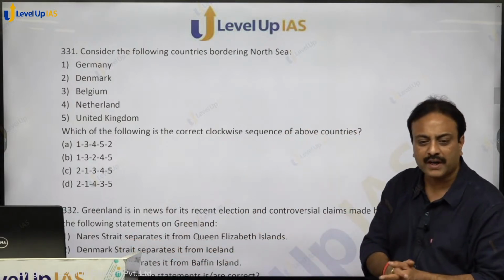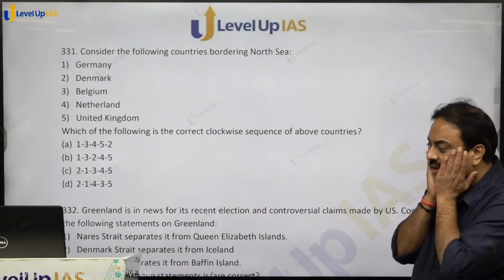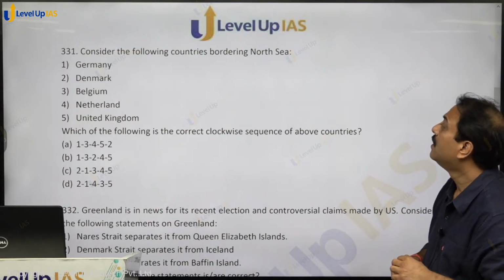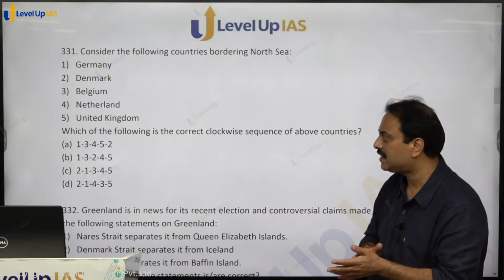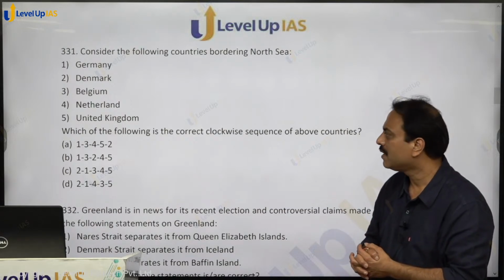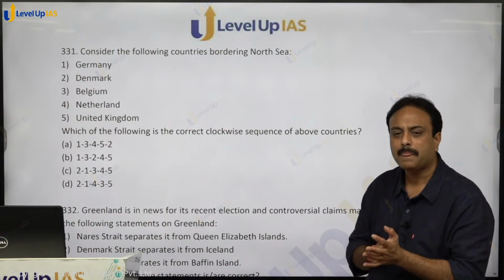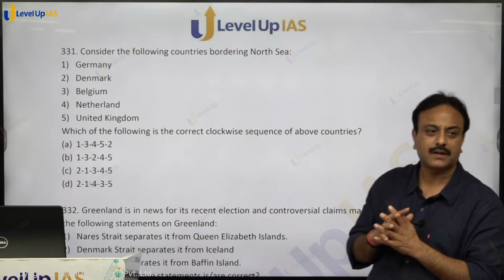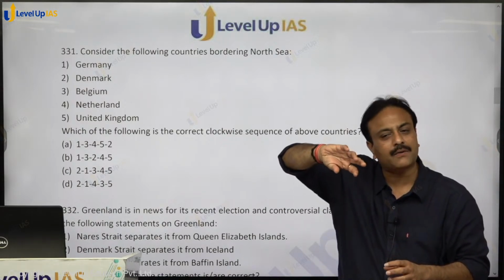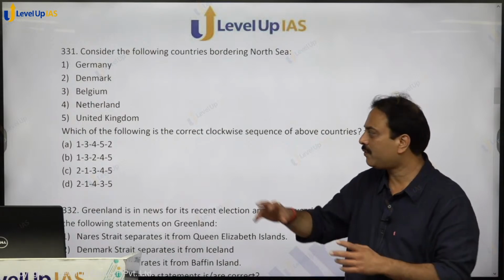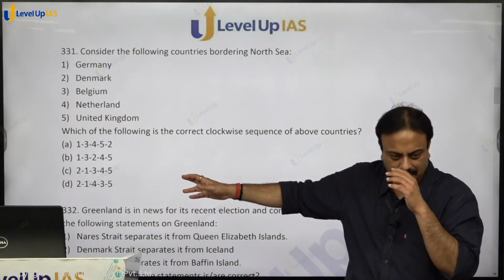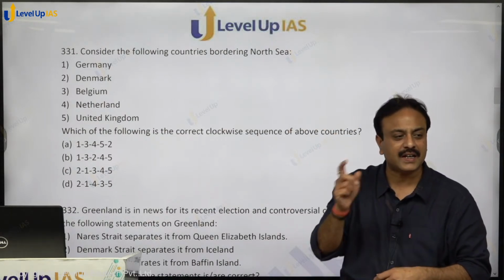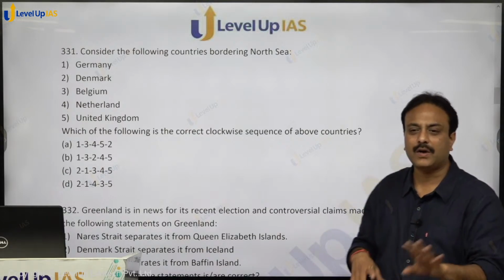Consider the following countries bordering North Sea. Have a look over here. Next question. North Sea को border करें country Germany, Denmark, Belgium, Netherlands, United Kingdom. Which of the following is the correct clockwise sequence of the above countries? Clockwise sequence, so you can start from any country, end at any country, but you have to look at the options available, right? Because clockwise is the round you can start from any place, end at any place, but which will match the option accordingly.